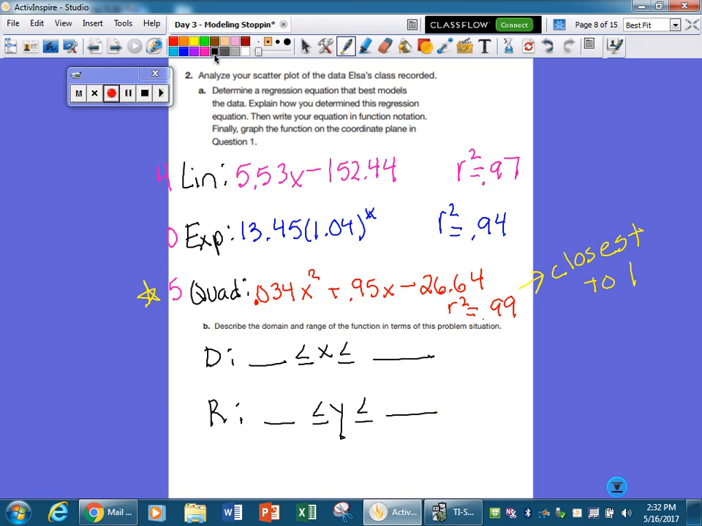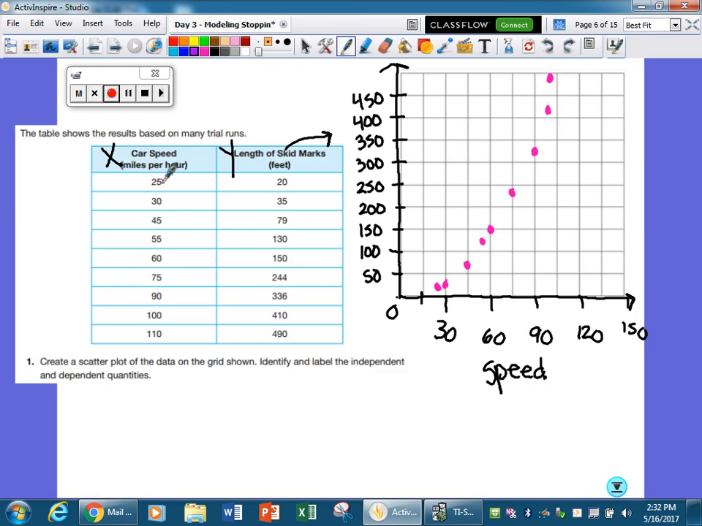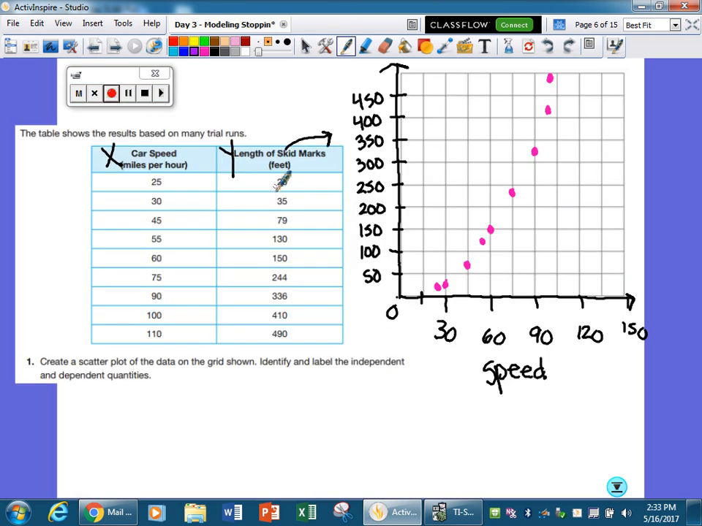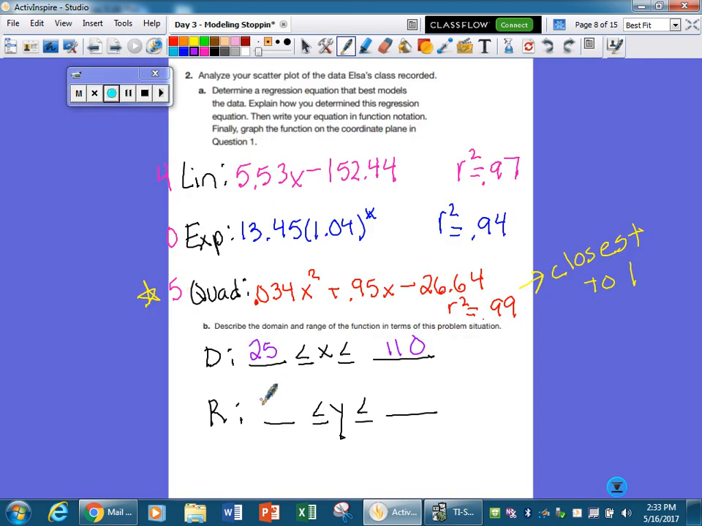So remember what we look for. For domain, you look for the smallest x and then the largest x. So I go back to my table. My smallest x was 25 and my largest was 110. So 25, 110. Now I do the same thing except I look at my y column. 20 is my smallest number and 490 was my highest. And there's my domain and range.